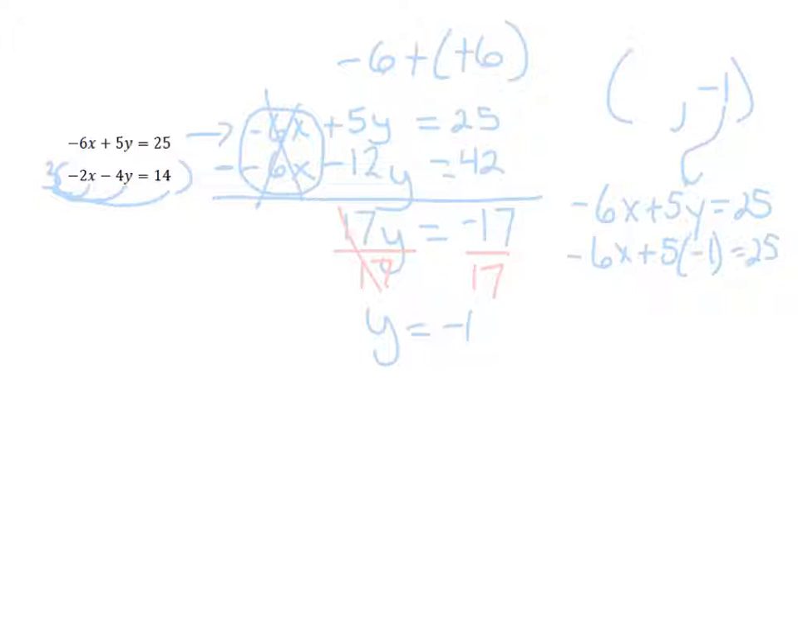Okay. So when I simplify after plugging in negative 1, I get negative 6x minus 5 equals 25. 5 times a negative 1 is negative 5. So I can add 5 to both sides. I get negative 6x equals 30. How do I solve for x? I divide by negative 6. So x equals negative 5.